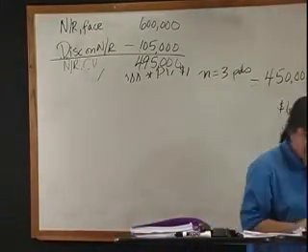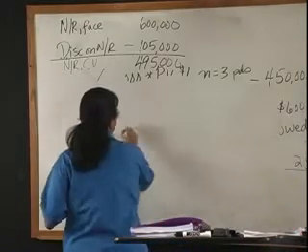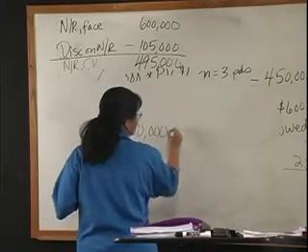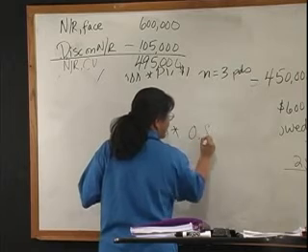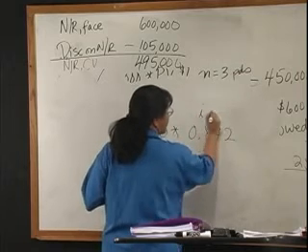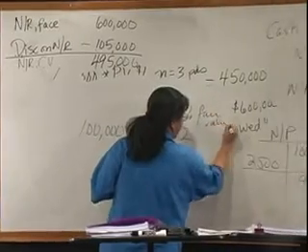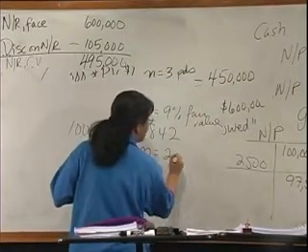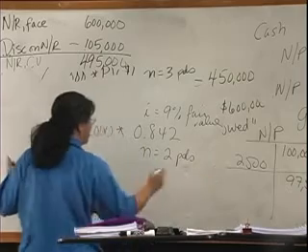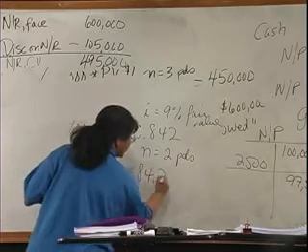What you'll do is you'll just take the 100,000 times 0.842, where the interest rate is 9%, which is the fair value interest rate, and the number of periods is equal to 2 periods, because 1 period has already ticked by. That's going to give you 84,200.